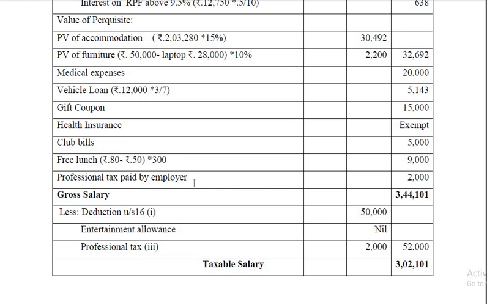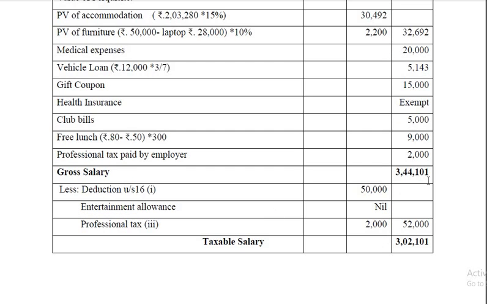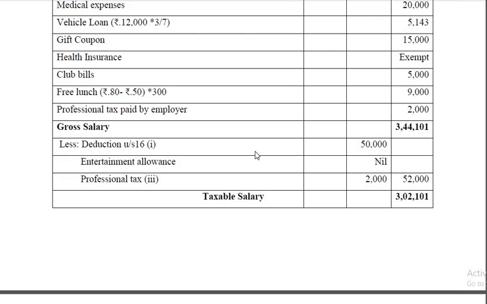Professional tax paid by the employer. If the employee pays, it is not included in the taxable salary. Only that will come under deductions. But here, since the employer has paid on behalf of the employee, it is the perquisite, 2,000. And again, it is taken as deduction under section 16 subsection 3. Okay, gross salary is 3,44,101.